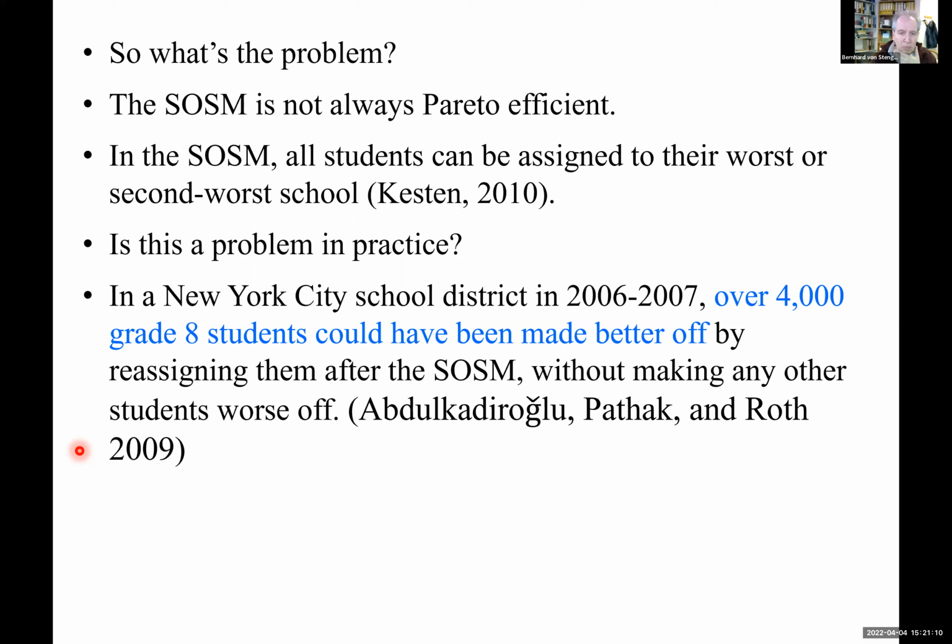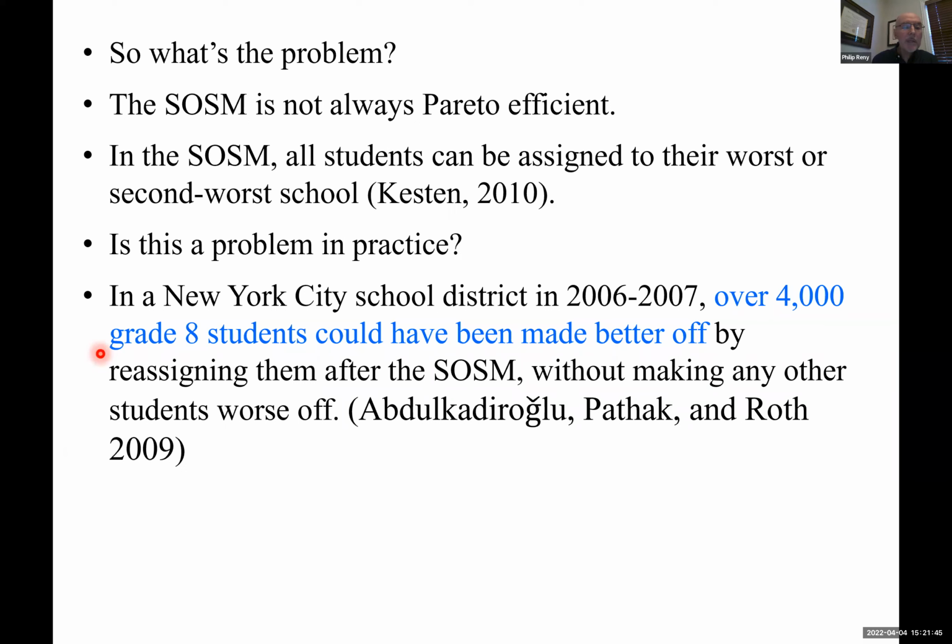But what does student optimal mean? Student optimal means that among the set of stable matchings, which is a subset of all of the matchings, the student optimal stable matching is at least as good as any other stable matching for every student. So making someone better off at the expense of stability. Perfect. Exactly right.